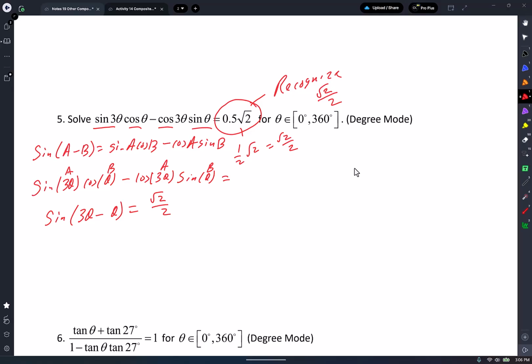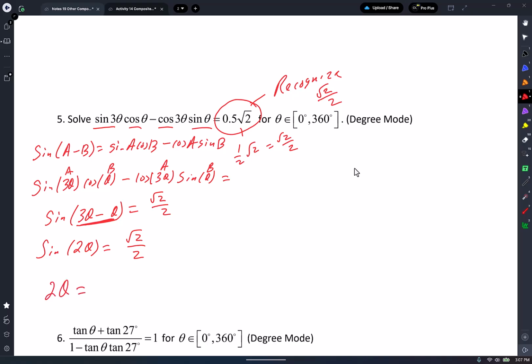Are we still okay? Sometimes I can combine like terms. Sometimes I can't. I have a 3 theta minus theta, so that's going to give me 2 theta. Are we still okay, guys? Okay. Next, I'm going to do inverse sine to get the 2 theta by itself.